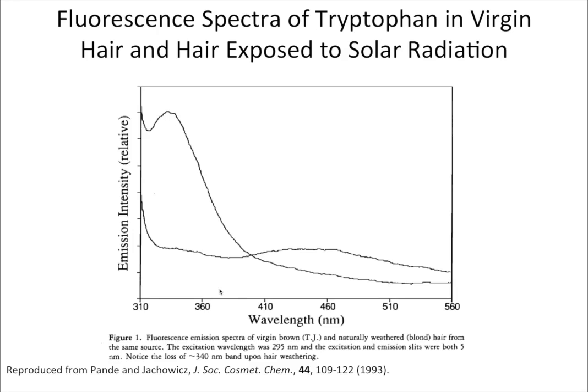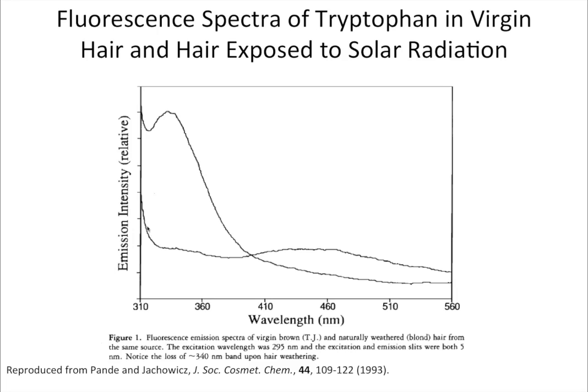So this spectrum that we're looking at is a fluorescence emission spectrum for hair. And this is virgin hair that's in good shape. In this hair, what we would expect is that the proteins are in good shape. If we say the hair is in good shape, that means the proteins are in good shape. But if we damage the hair, we damage the proteins.